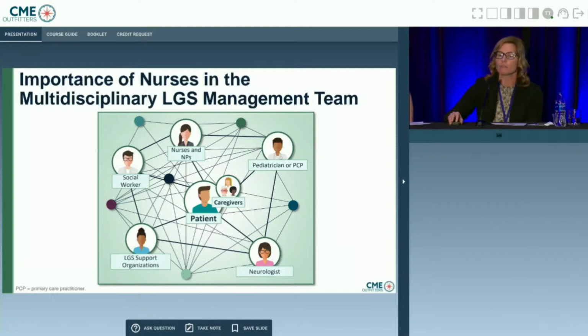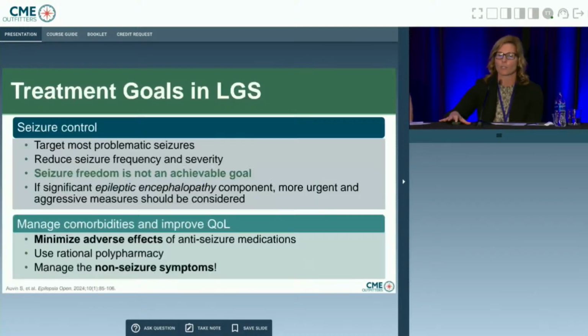But to not lose the goal of all of this, which is the patient and the caregiver, so they maintain that center position. So all of these people working together to optimize that care. So really to talk about treatment goals in Lennox-Gastaut syndrome, as far as seizures go, we really want to make sure that we're individualizing a treatment plan for them, recognizing that for this patient population, seizure freedom is really not a realistically achievable goal. And we can end up making people feel much worse if we blindly chase after that.